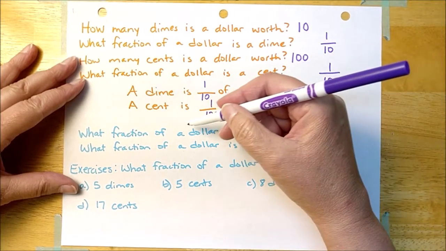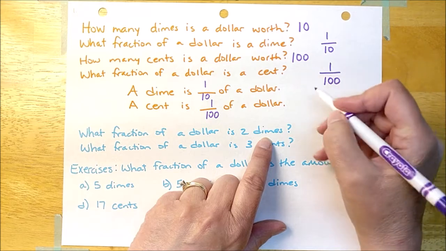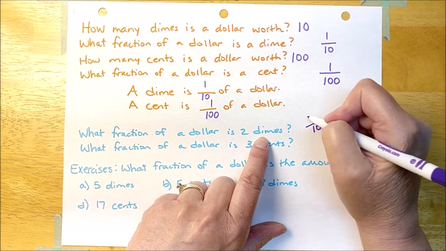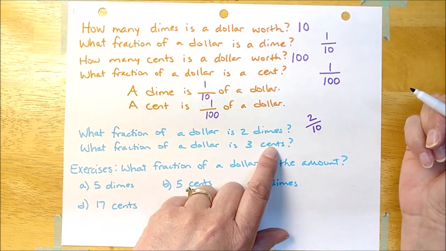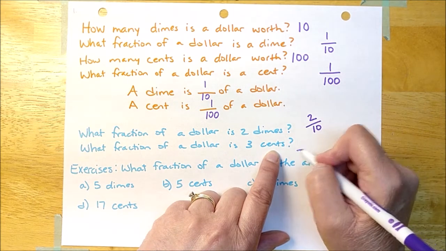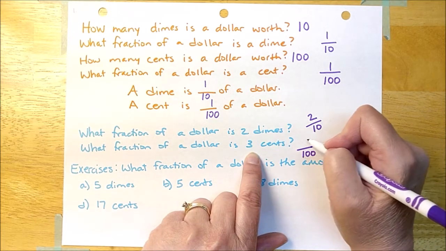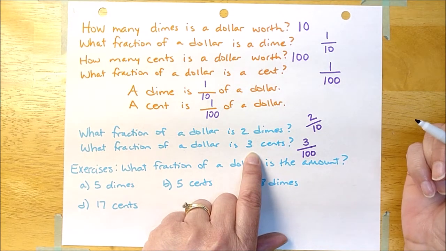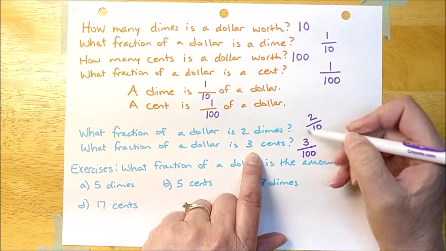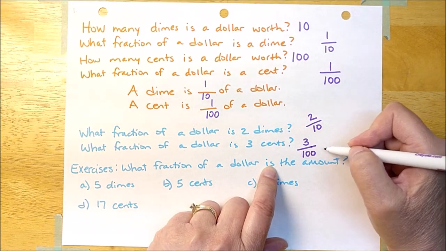So what fraction of a dollar is 2 dimes? Remember, it takes 10 dimes to make a dollar, so we have a 10 on the bottom, and if we have 2 of them, we have 2 parts of a dollar. What fraction of a dollar is 3 cents? Remember, it takes 100 cents to make a dollar, so we need 100 of them. What's the fraction for 3? 3/100ths. So we call this 2/10ths, because there's a 10 on the bottom. This is 3/100ths, because there is a 100 on the bottom.